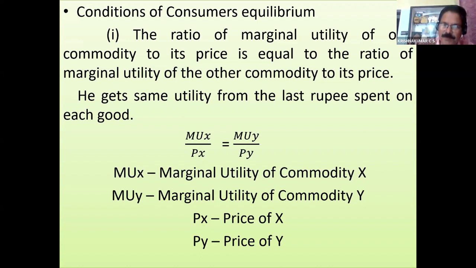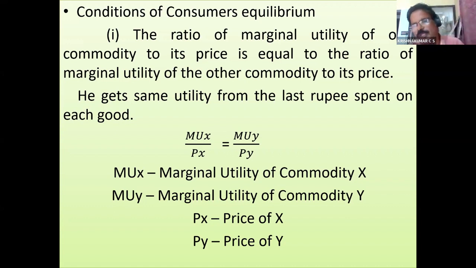See, MUX by PX is greater than MUY by PY. So he is actually getting more satisfaction from the first commodity. So he will increase the consumption. When he increases consumption, the marginal utility will fall in the case of X. So MUX by PX will fall. Whereas he is reducing the consumption of Y, so marginal utility of Y will rise. So MUY by PY will increase. And this will go on until both become equal.